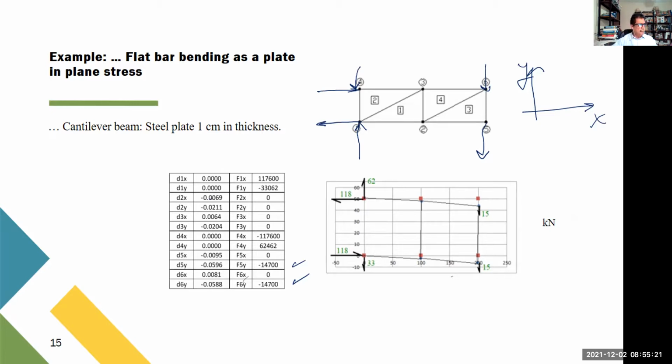Also, you can probably see that if you compare the 5 and the 6, the 5 moves to the left, so this point moves to the left, and the 6 moves to the right. So you have vertical and you have something like that. Makes sense.